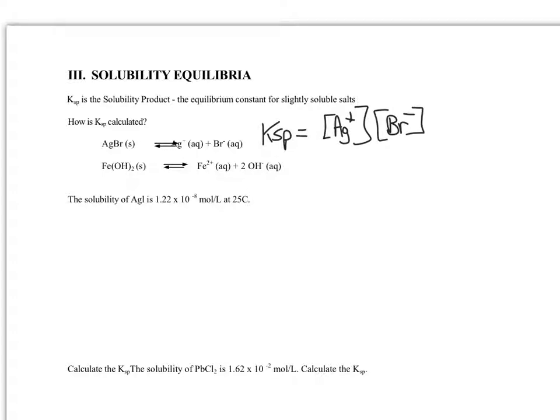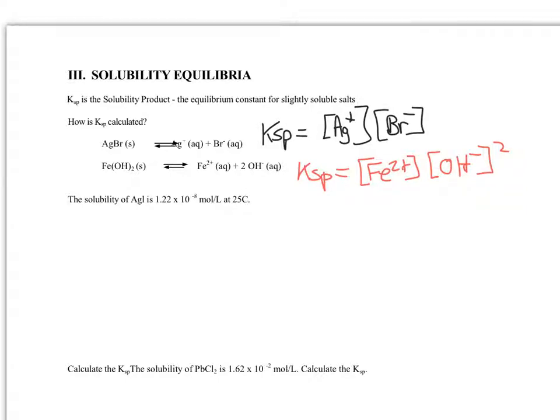Let's try the Fe(OH)2. So the Ksp expression for that one would be the concentration of the Fe2+ times the concentration of the OH- squared.